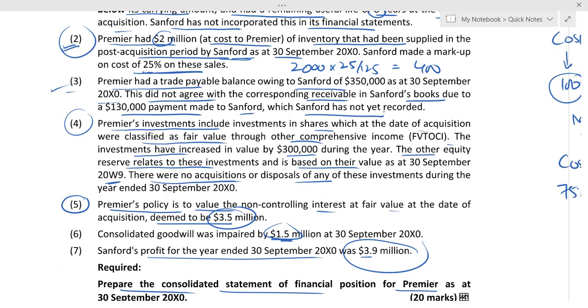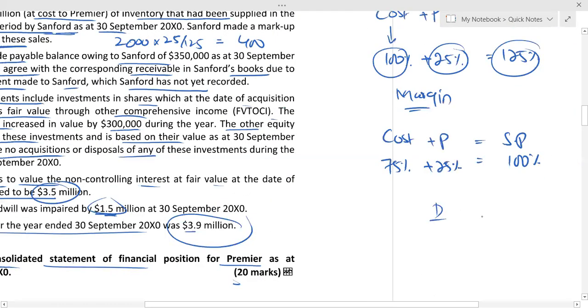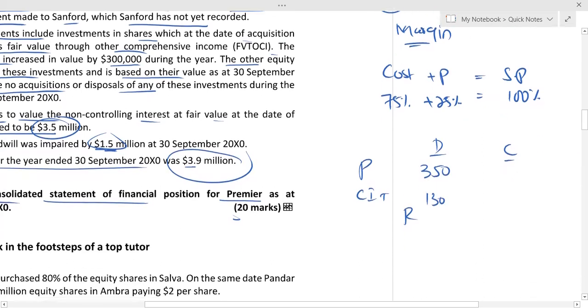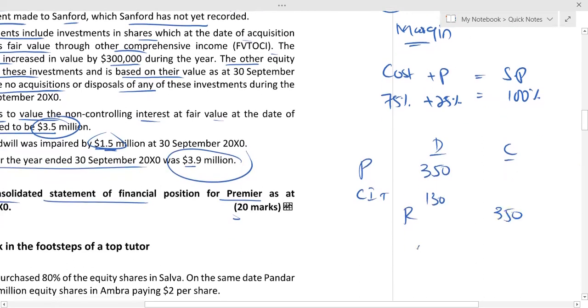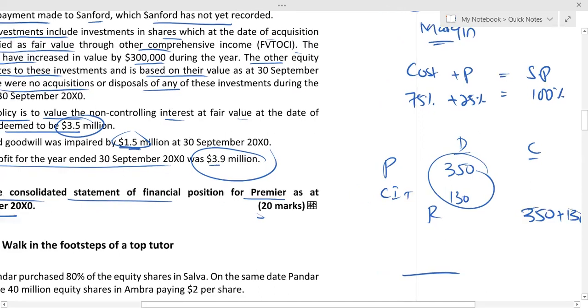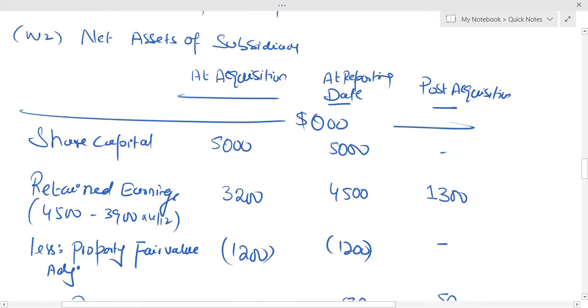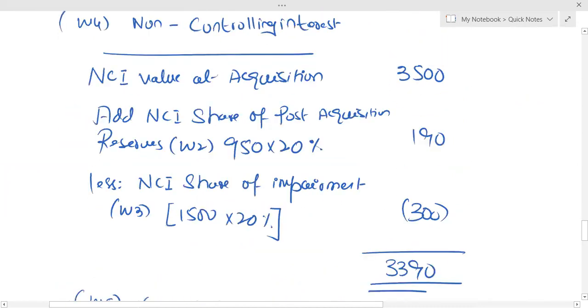So logically, if you ask the double entry, I'll say payable will be debited by 350, cash in transit debited by 130, and receivable will be credited by 350 and 130. You can add them, no issue at all. So payable will be debited by 350, cash in transit 130, and receivable. You just add both of them. 350 plus 130. So come here. Receivable.